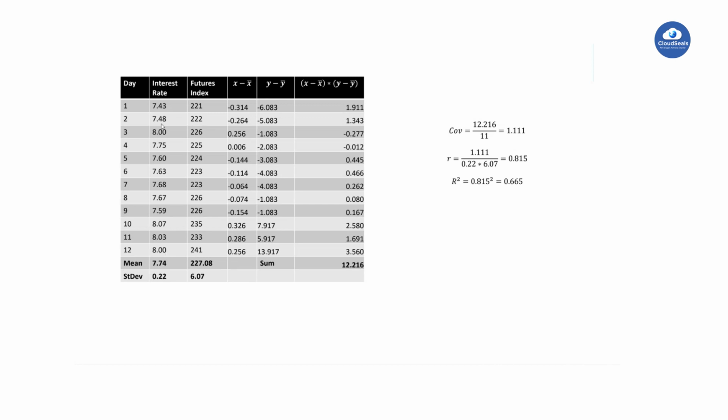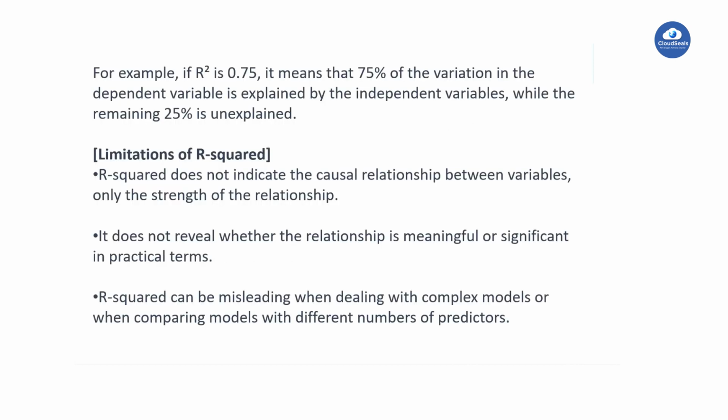That is the variation in this data. For example, that's what I said. If we have an R squared value of 75, that means 75% of the variation in the dependent variable is explained by the independent variable. The remaining 25% variation in the dependent variable is not explained by the independent variable.